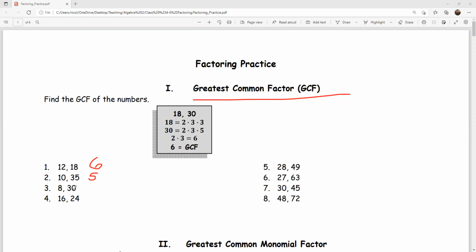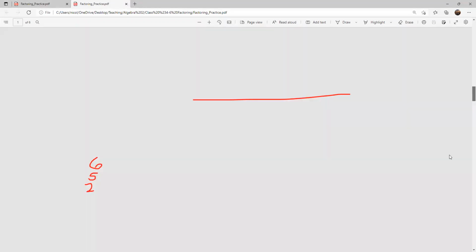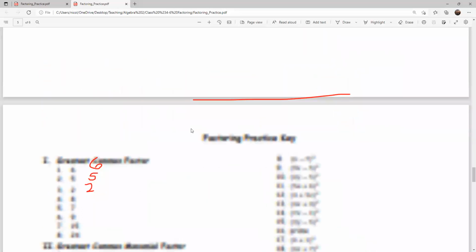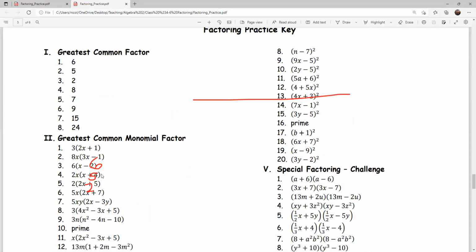For 8 and 30, we would get 2. 2 times 4 is 8, and 2 times 15 is 30, and so on. And you would keep going. Let me just check something really quick. I will be uploading this worksheet for you all. The answers are here at the bottom, 6, 5, 2, which is what we just got.